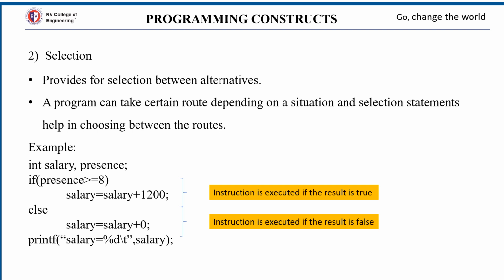A, when the employee is present, calculate his salary. B, when the employee is absent, put the salary as 0. The processor will choose between taking path A or path B, but not both.